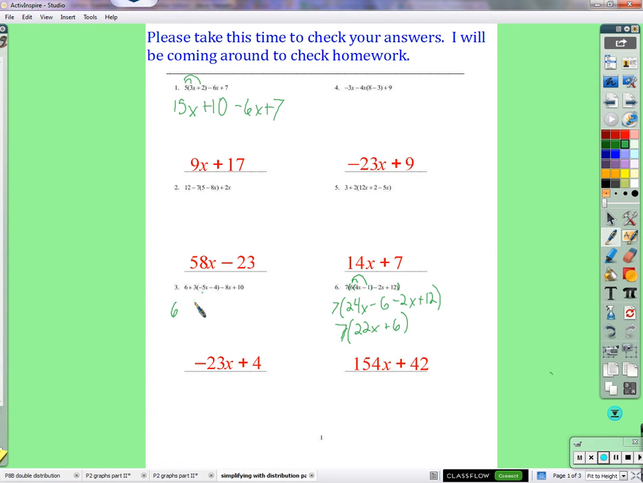3 times negative 5, that's negative 15x. 3 times negative 4 is negative 12. Minus 8x plus 10. Negative 15x minus 8x is negative 23x. I got 6. I think I got the 6 minus 12 is negative 6 plus 10 is 4.